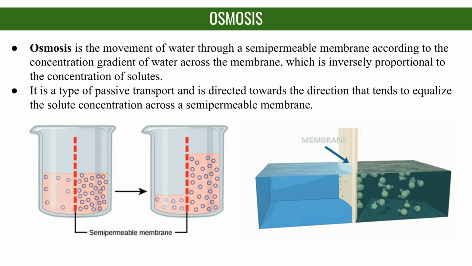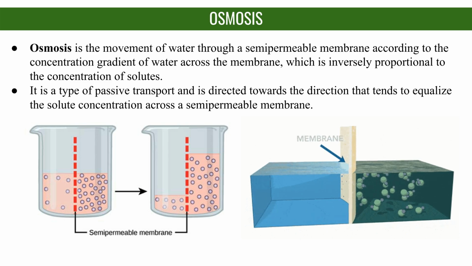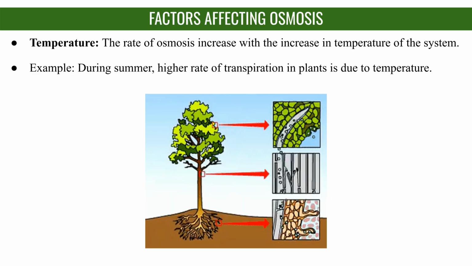Osmosis is the movement of water through a semi-permeable membrane, following the concentration gradient of water. It is a type of passive transport aimed at equalizing the solute concentration across the membrane. The rate of osmosis increases with the increase in the temperature of the system. For example, a higher rate of transpiration in plants during summer is due to temperature.